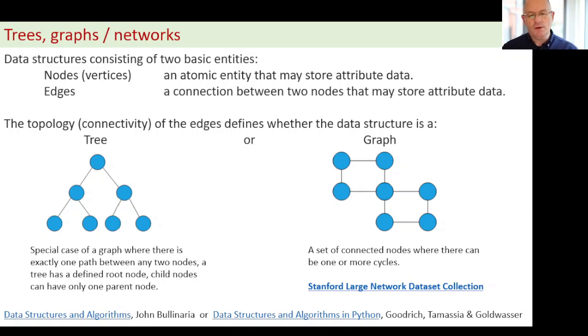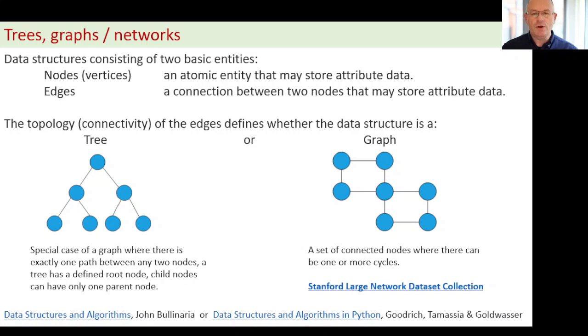Nodes in the tree or in the graph structure are atomic entities that might store data, any number of attributes that you wish. And edges connect two nodes and may also store attributes related to that connection. So there's lots of possibility in a tree or graph for storing data and attributes about the nodes and edges.